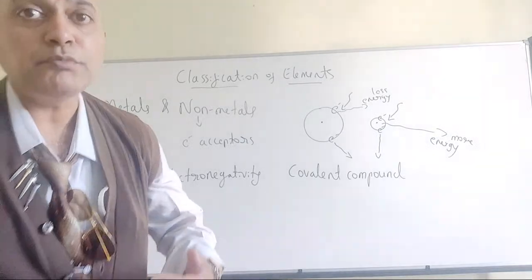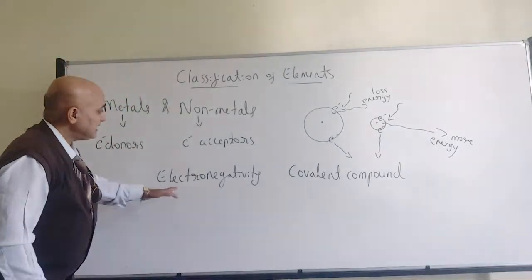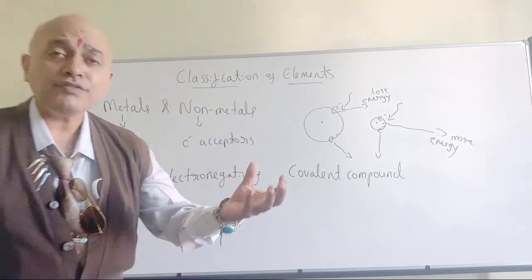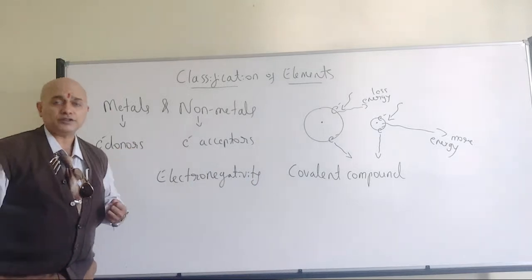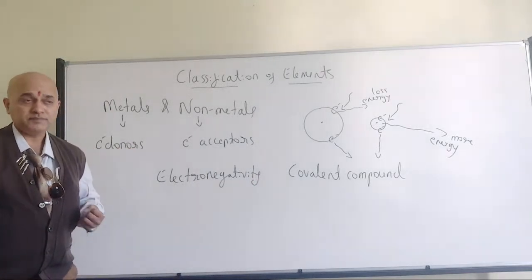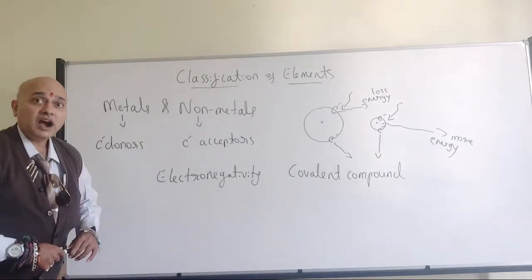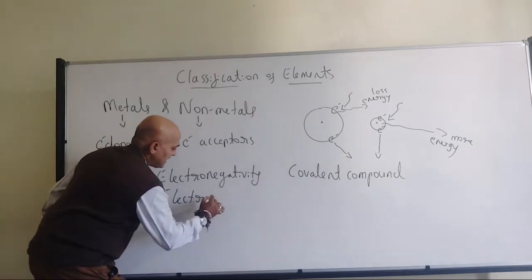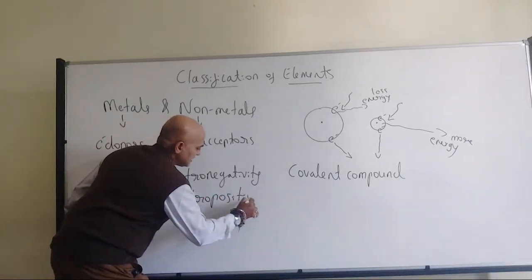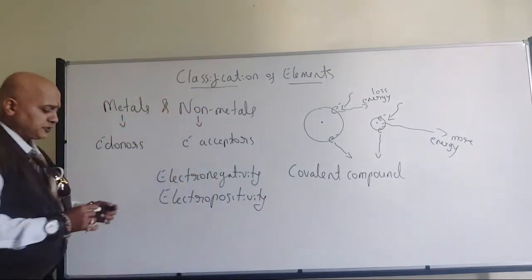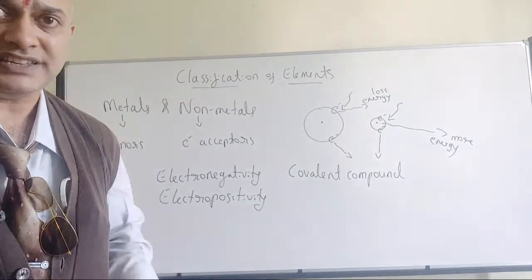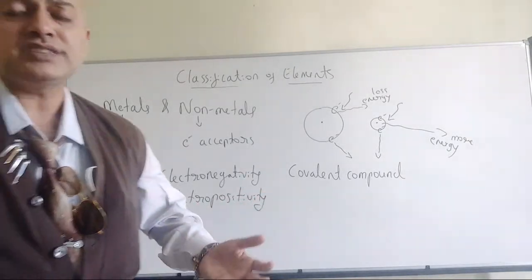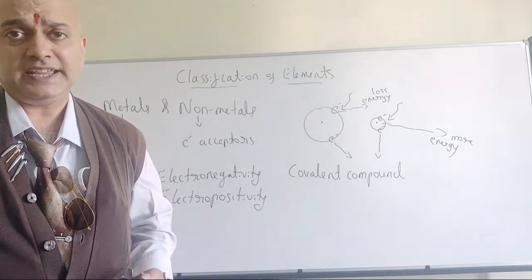Yes, Rohan, I will come to that. For that only I was talking about electronegativity. So electronegativity means the ability of an element to attract the electron towards itself in a covalent compound. That is electronegativity. We have another word, as Rohan has written, electropositivity. So electropositive or electropositivity is exactly opposite to that of electronegativity.